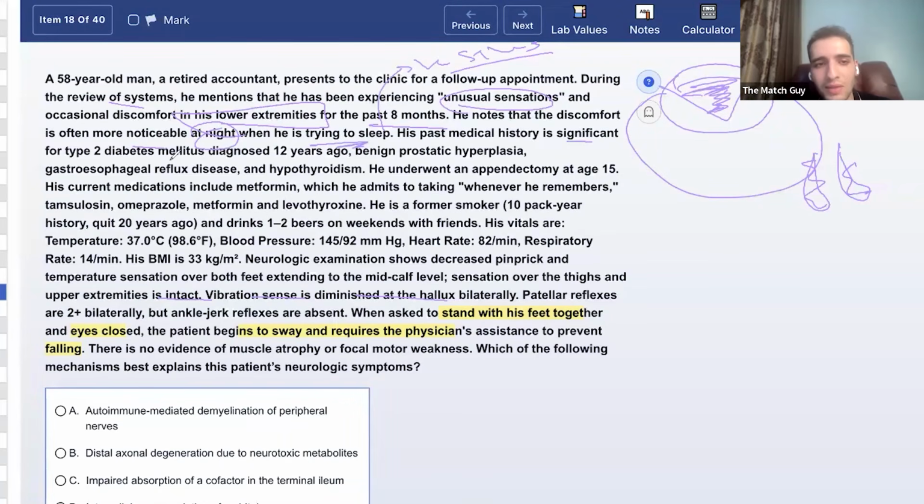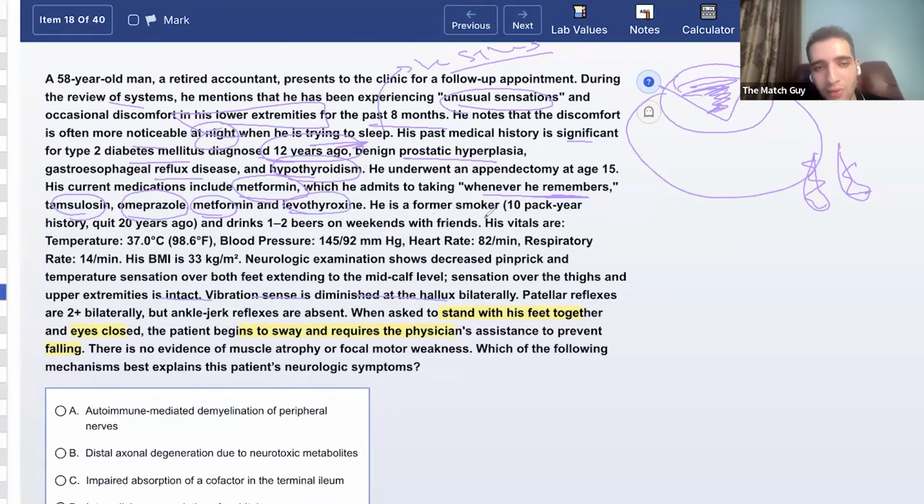His past medical history is significant for diabetes, diagnosed 12 years ago. So probably he has uncontrolled diabetes, benign prostatic hyperplasia, GERD, and hypothyroidism. Okay, so probably he also has an autoimmune condition. He underwent an appendectomy at the age of 15. He takes metformin, which he admits to taking whenever he remembers. So he is not taking metformin very well, and probably this person is having a problem with his diabetes control. He takes tamsulosin, that's for benign prostatic hyperplasia, omeprazole, that's for GERD, metformin, and levothyroxine for the hypothyroidism.